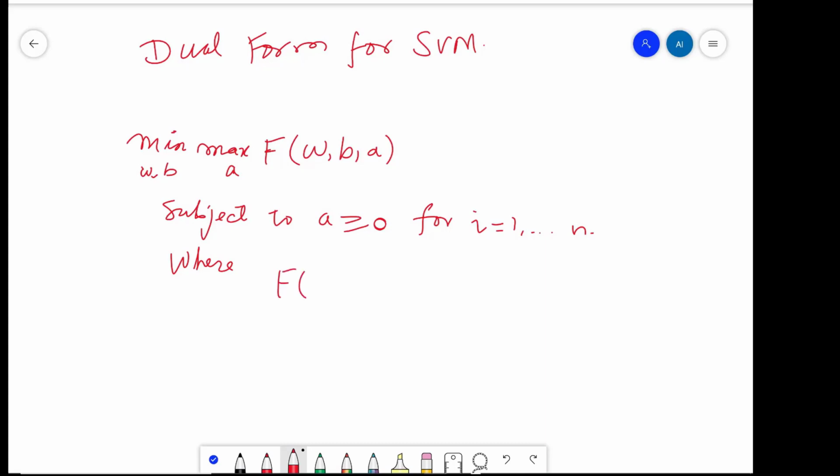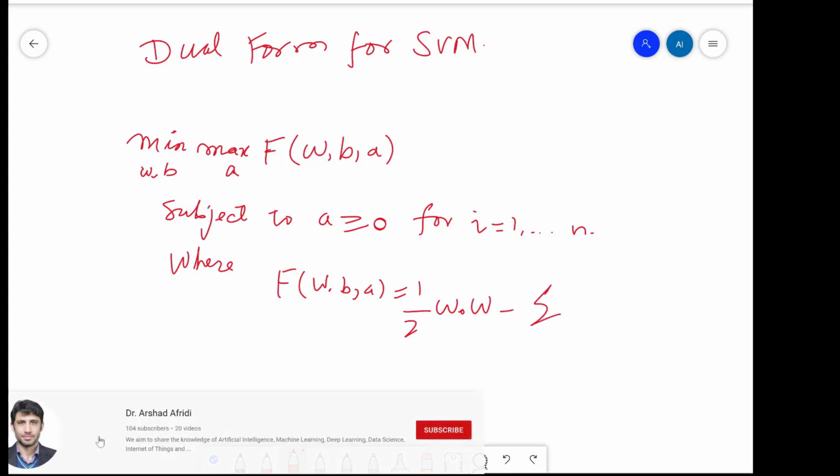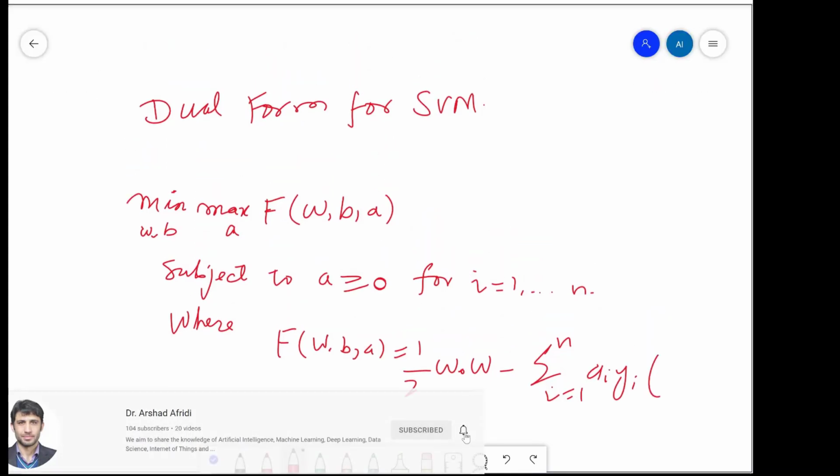Where the function capital F of W, B and alpha is equal to 1 by 2 W into W, or W square. As we know, the basic equation of support vector machine is 1 by 2 W square. W is the margin of the hyperplane.